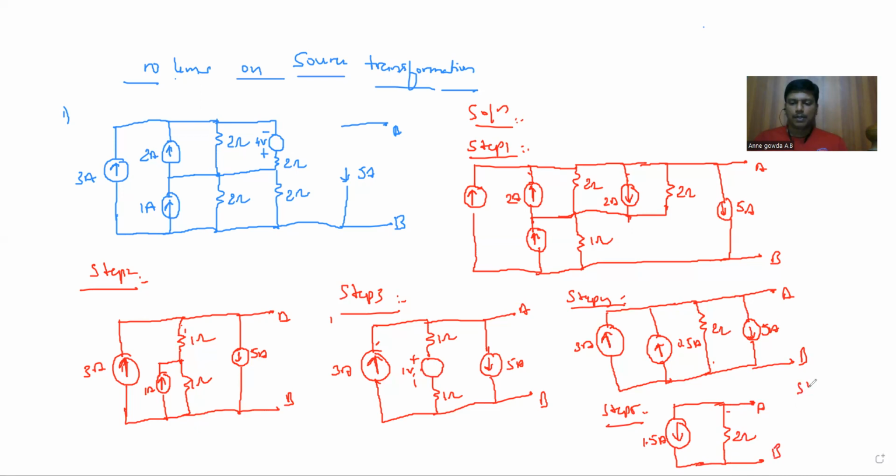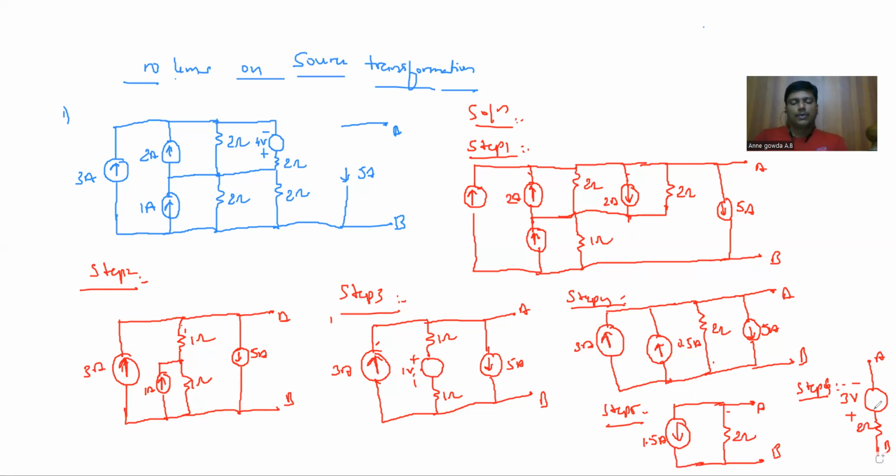The last step is to convert this into an equivalent voltage source across the terminals, because in the problem they've asked to convert this entire network into an equivalent voltage source. So V is equal to I into R, 1.5 into 2, which is equal to 3 volts across terminals A and B, with the same resistance of 2 ohms.